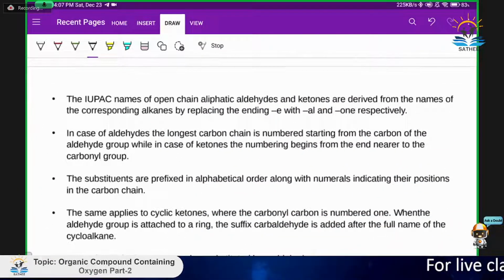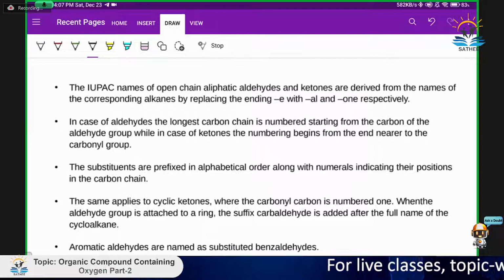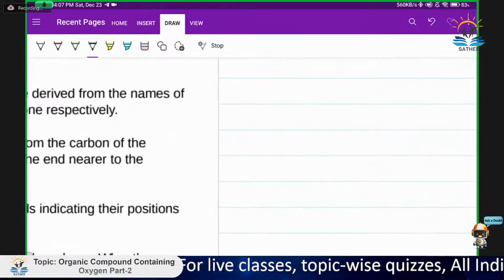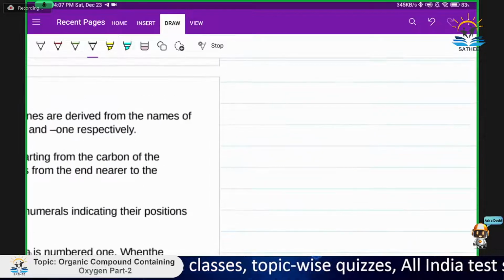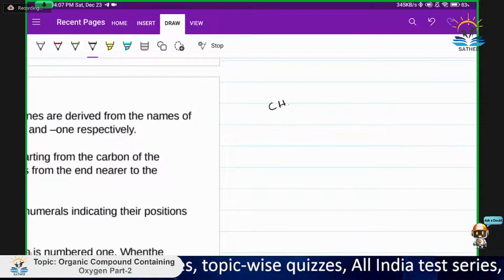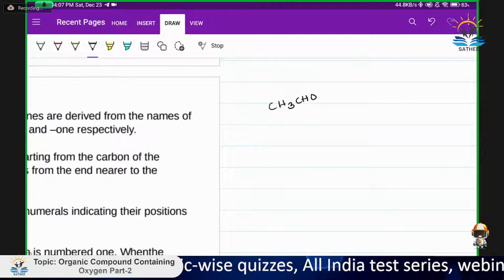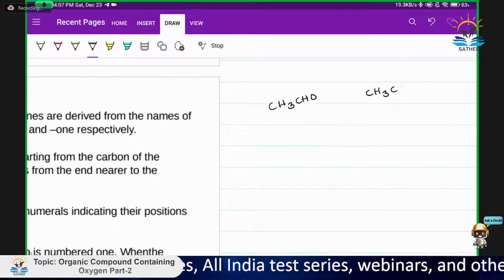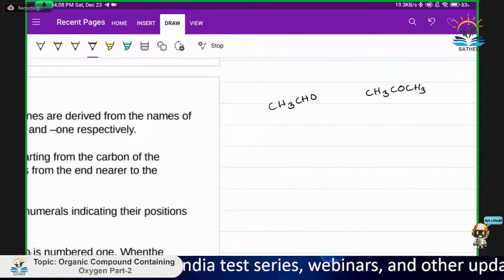The IUPAC names of open chain aliphatic aldehydes and ketones are derived from the names of the corresponding alkanes by replacing the ending e with al. You can simply take one example. We will take an aldehyde and a ketone. We have acetaldehyde and acetone here. So how do we name these according to the IUPAC system?